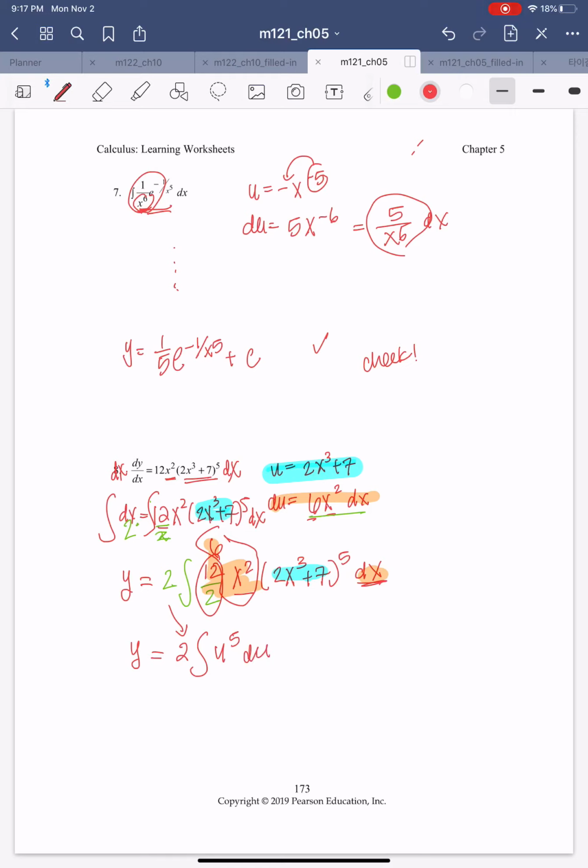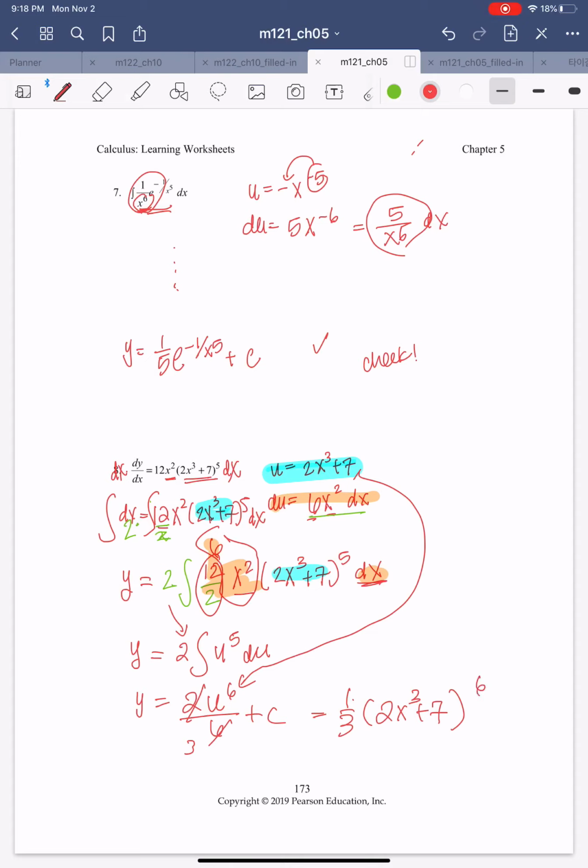Then it's simple, raise it by 1. So you have 2 u to the 6th power divided by 6 plus c. Back substitute u, and cancel this out, so I get 1/3 times 2x cubed plus 7 to the 6th power plus c as the final answer. Okay. I said I was going to leave number 8, but I think I finished all the problems, but that's good, okay? But you can always try on your own as well.